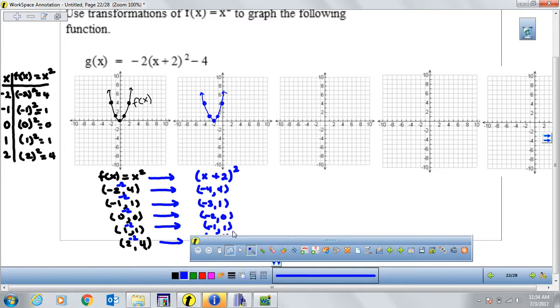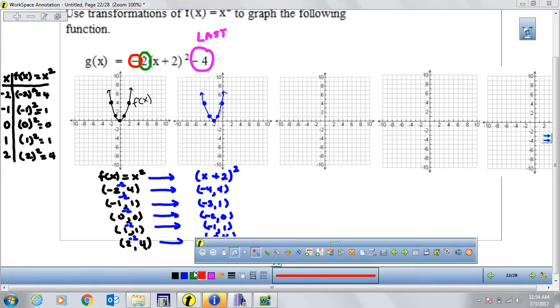Now, second transformation. The only thing that I want you to keep in mind is that the first thing that needs to be done is the horizontal shift, and the last one has to be the vertical shift. So that minus 4 must be the last transformation. Okay, so we have 2 more that we need to apply. We have a 2 in the front, and we also have a negative. Now it doesn't matter which one is done first. So let's say I'm going to do the 2 first.